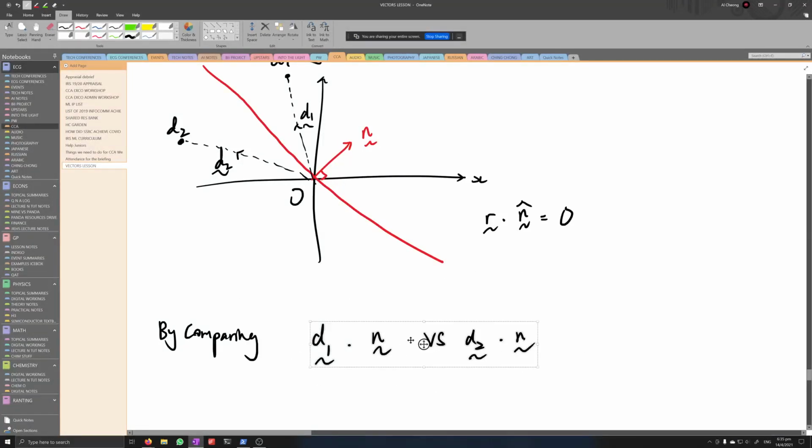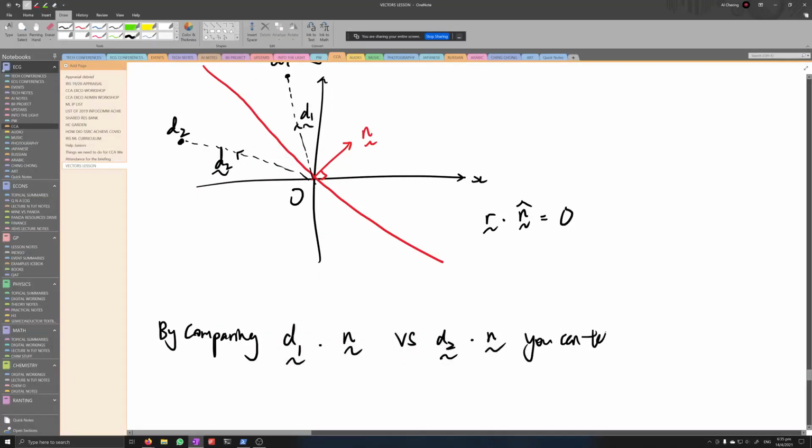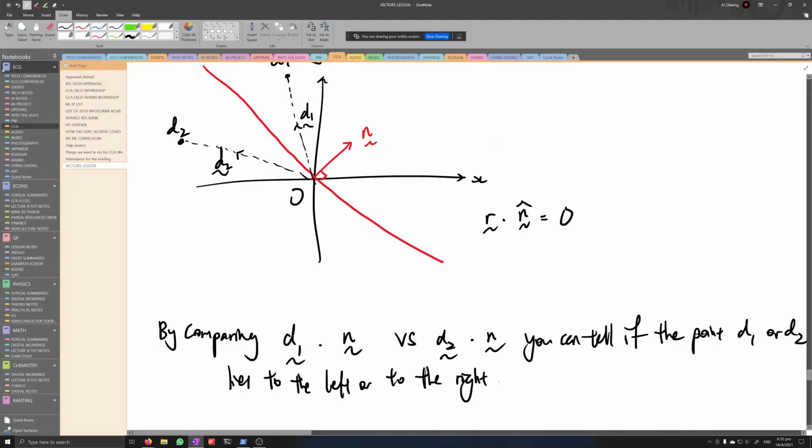Comparing like this, you can tell if the point D1 or D2 lies to the left or to the right of the plane.